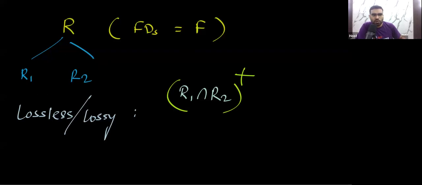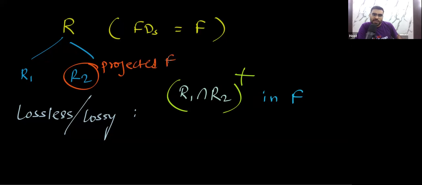First you will find the common set of attributes, then you will find that closure in F. You will find the closure of R1 intersection R2 in F. Remember one more thing: this relation R has these FDs, and R2 will also have FDs, the projected FDs. Let's call them F2. Similarly, R1 will also have projected FDs. Let's call them F1.